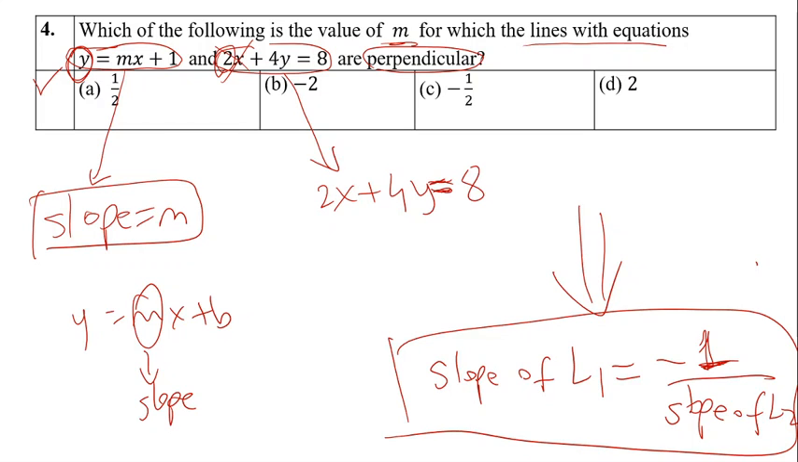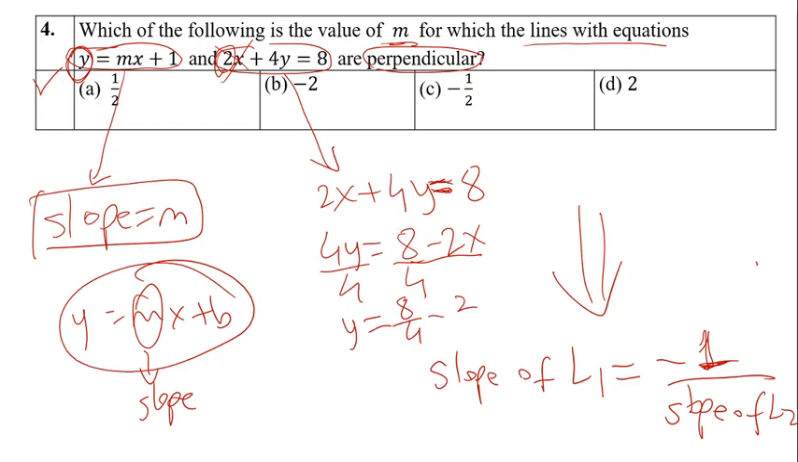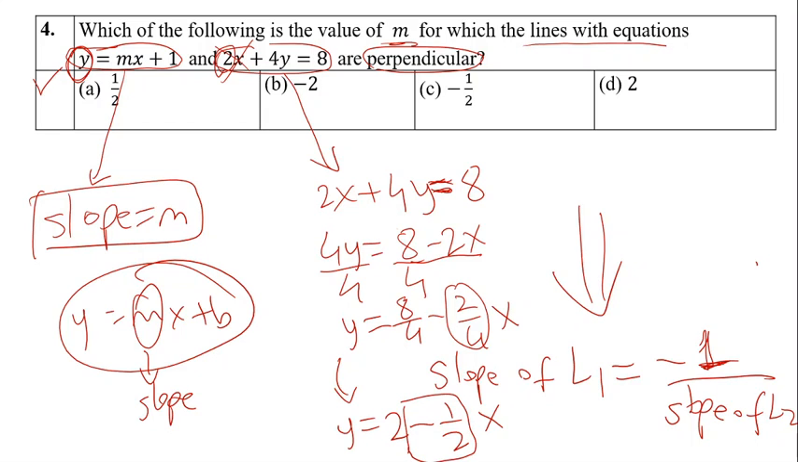You have to write this one first. You have to bring it to this form. You have to change it to this form: 8 minus 2x, divide by 4 on both sides. You get y equals 8 over 4 minus 2 over 4x. This will be y equals 2 minus 1 over 2x. So what is the coefficient of x? This is minus 1 over 2. So you say the slope here is minus 1 over 2.